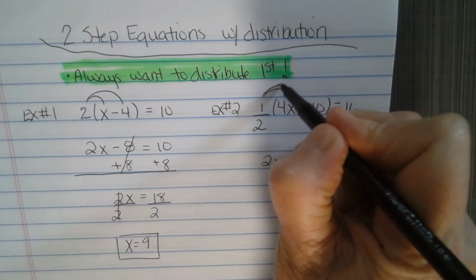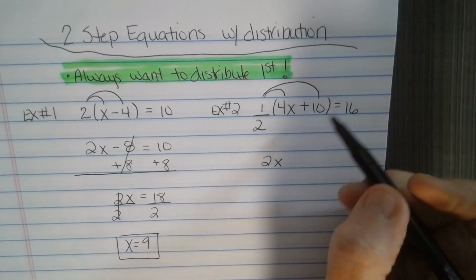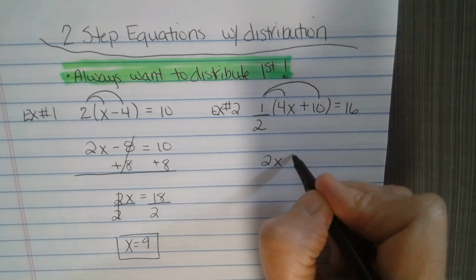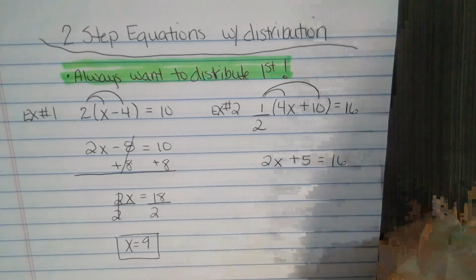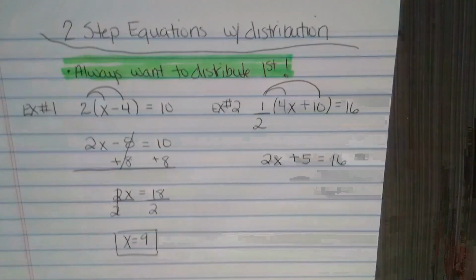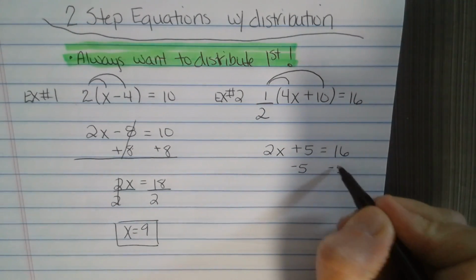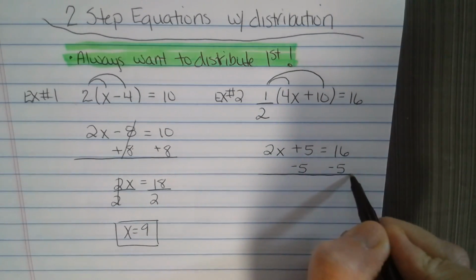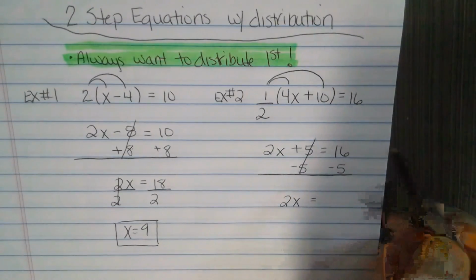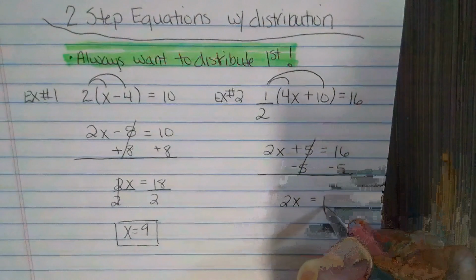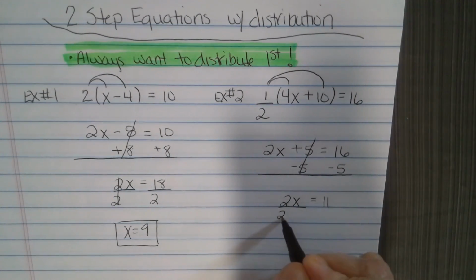We're going to distribute the 1/2 times the 10. 1/2 times 10 is really 10 divided by 2. So that's a +5. Bring down the equals and bring down the 16. Then we're going to subtract 5 from both sides. Bring down the 2x, bring down the equals. 16 minus 5 is 11. Divide both sides by 2.